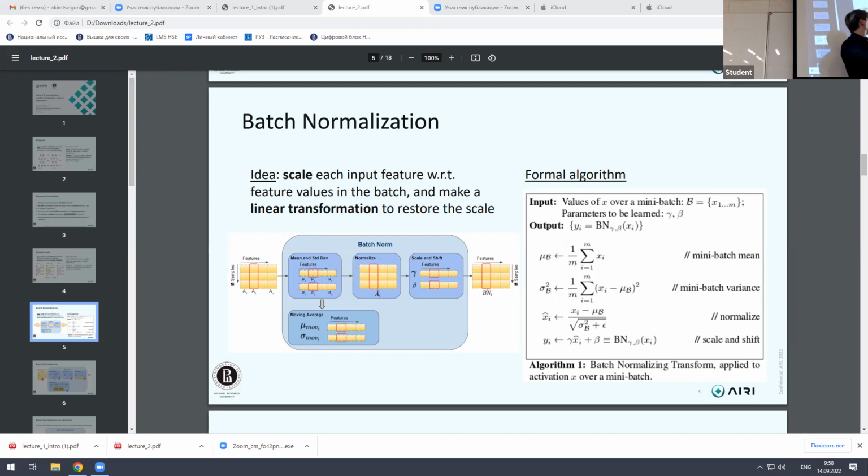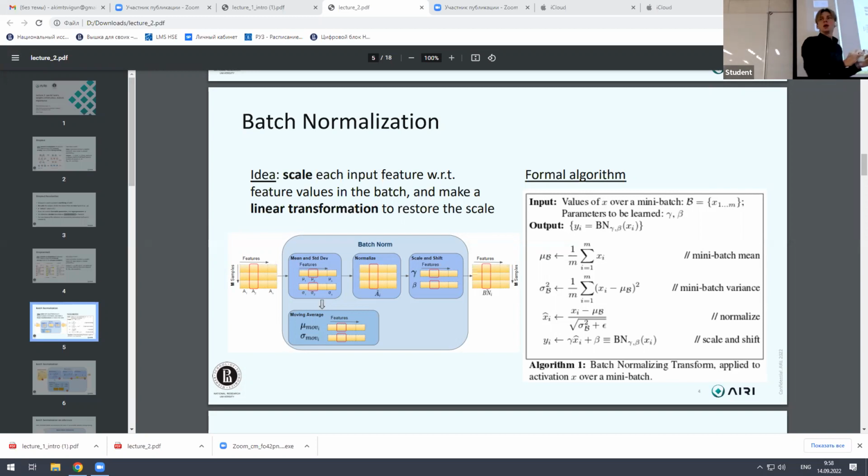After we normalized each feature, subtracted its mean and divided by the standard deviation, we make the reverse operation. We scale and shift. So we multiply by some learnable value for this feature and add again some learnable value for this feature. So that's the output of batch norm.